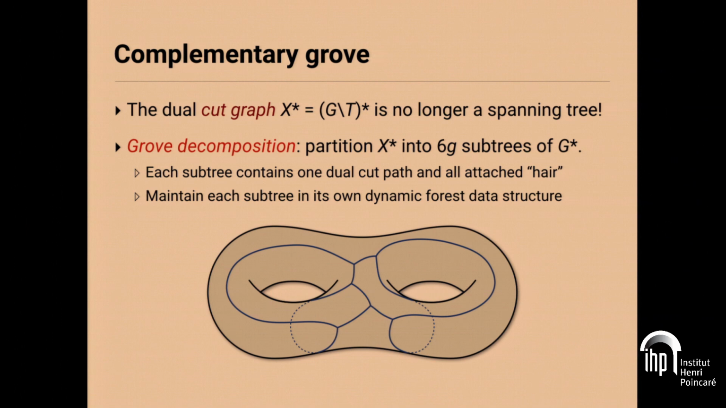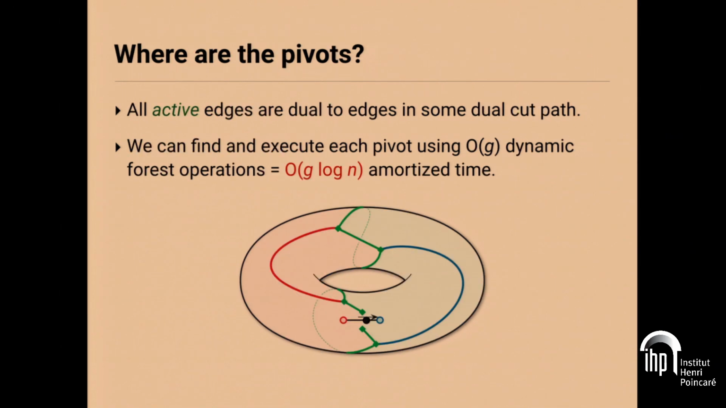And then why is this interesting? Because if you look at the dual reduced cut graph, there's some red stuff on the left and some blue stuff on the right, and the green stuff in the middle, the active edges all lie dual to some of these cut paths. And so instead of searching this one path through the dual graph, we might need to search order G different paths in the dual structure. Having this grove decomposition, you do more complicated data structure stuff to maintain it.